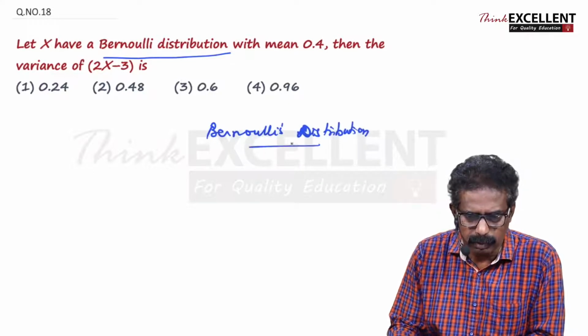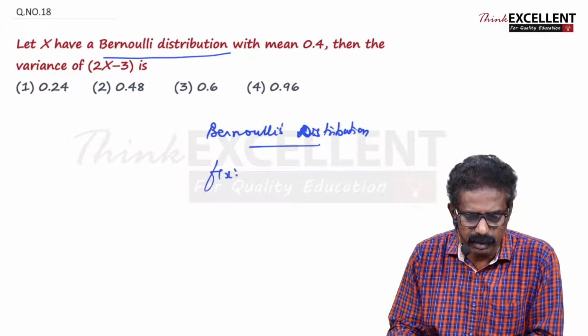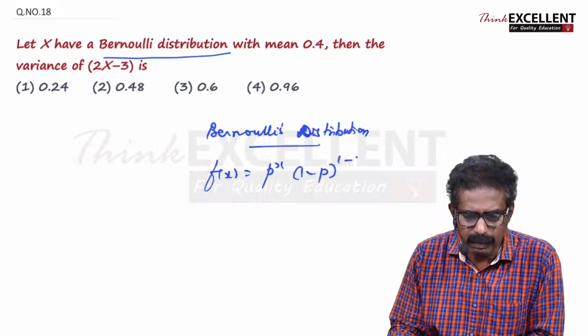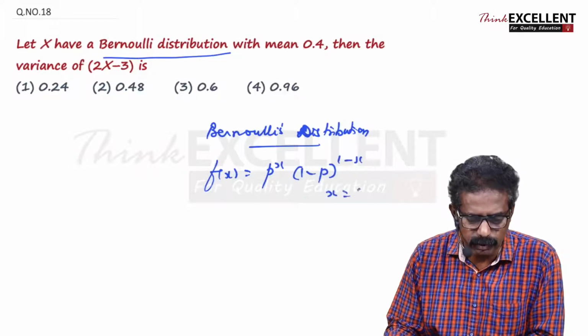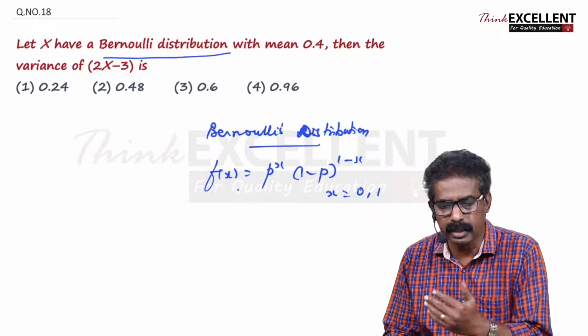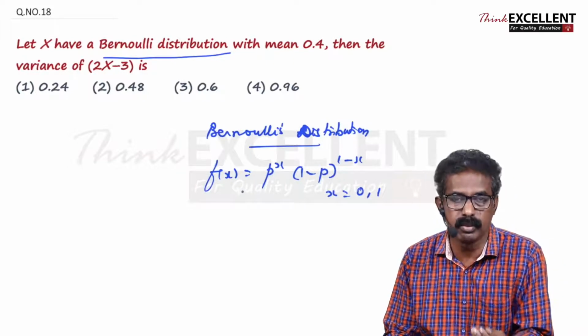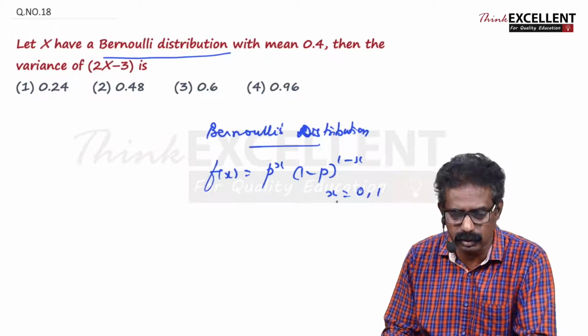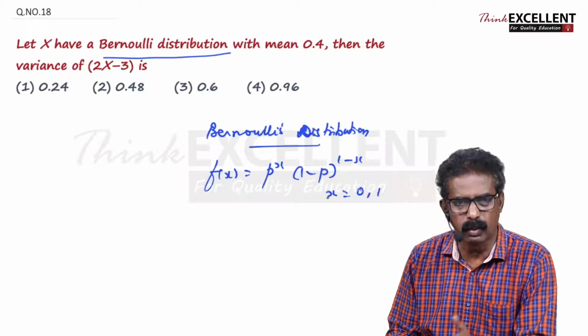Certain things you have to remember here. f(x) for Bernoulli's distribution is p^x into (1 minus p)^(1 minus x), and x takes the values only 0 and 1. So f(x) is p^x into q, and instead of q we are writing 1 minus p, raised to 1 minus x, not n minus x. So here x equals 0, 1, only one trial.